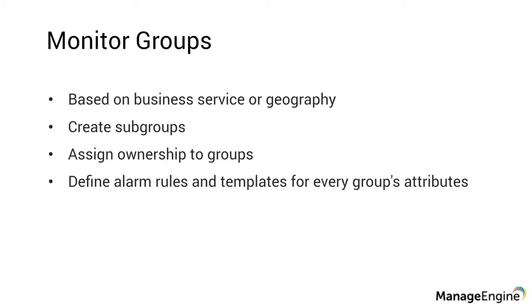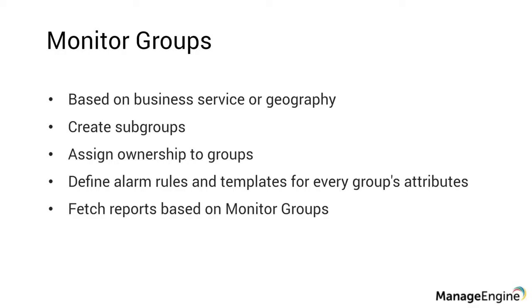Furthermore, monitor groups allow us to define alarm rules and templates for every group's attributes. What this essentially means is when a single monitor within a particular monitor group fails or exhibits abnormal behavior, you would want to be notified immediately, which is exactly why you can configure alarm rules and templates customizable up to the attribute level. So once anything goes wrong, any small component within your monitor group goes wrong, you are immediately informed and can begin your troubleshooting activities instantly.